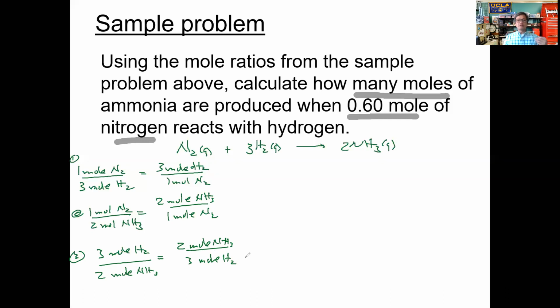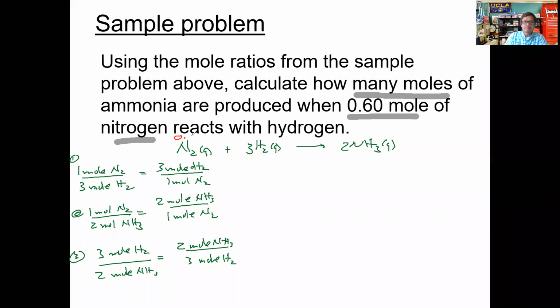So let's go ahead and look at what they've given us. They're asking us to compare. Let's go ahead and write this down. They're asking us then, if we have 0.6 moles of nitrogen. So if we have 0.6, not 0.06. Sorry.